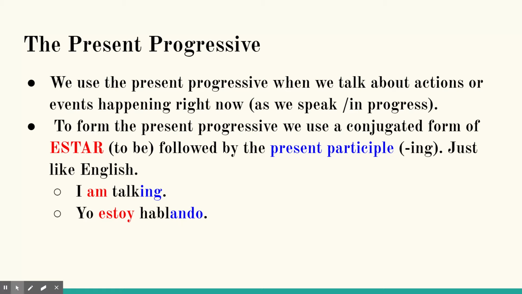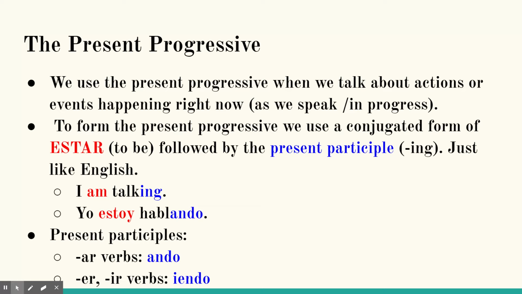In Spanish, that translates into yo estoy hablando. Estoy is the conjugated form of estar in the yo form. Hablando, we're using the participle ando after my stem. Now, in Spanish, we have two present participles. If we have an AR verb, the present participle is going to be ando. We're going to add ando to the verb stem. If we have an ER or an IR verb, then my participle is going to be yendo. We're going to be adding that to the stem.